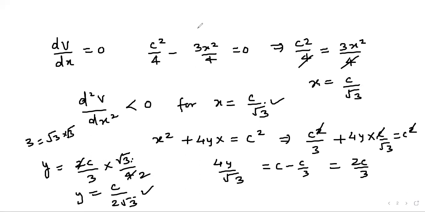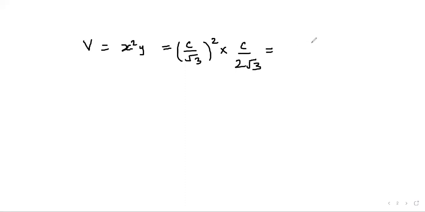Now let's see what the volume is. The volume of the box is x square y. So V equals x square y, and we put the values of x and y. x was c upon root 3, so whole square, times y, which was c upon 2 root 3. So this will become c cube divided by 3 into 2 root 3. That is V equal to c cube divided by 6 root 3.